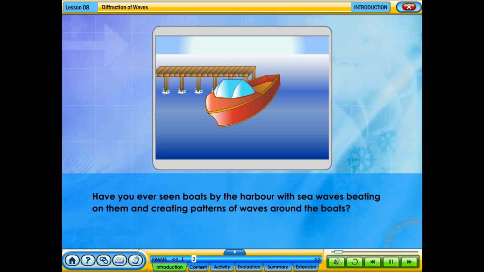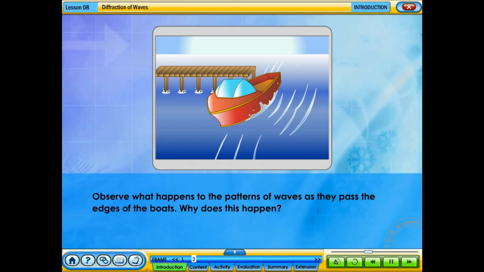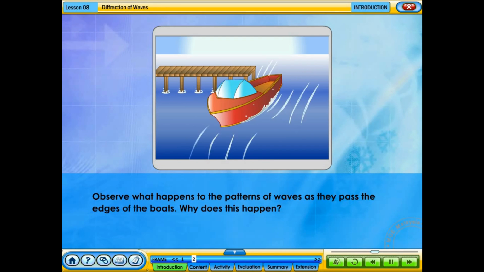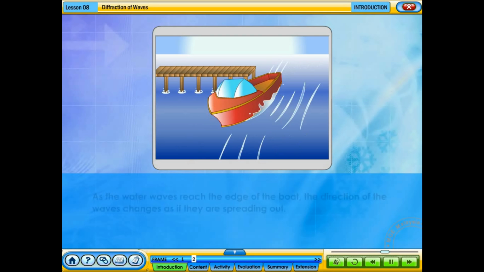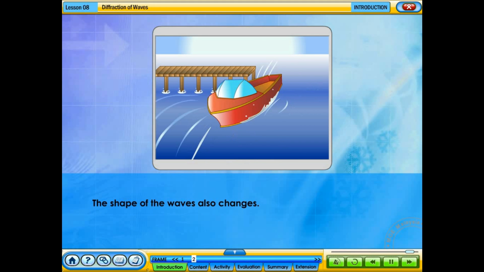Have you ever seen boats by the harbor with sea waves beating on them and creating patterns of waves around the boats? Observe what happens to the patterns of waves as they pass the edges of the boats. Why does this happen? As the water waves reach the edge of the boat, the direction of the waves changes as if they are spreading out. The shape of the waves also changes.